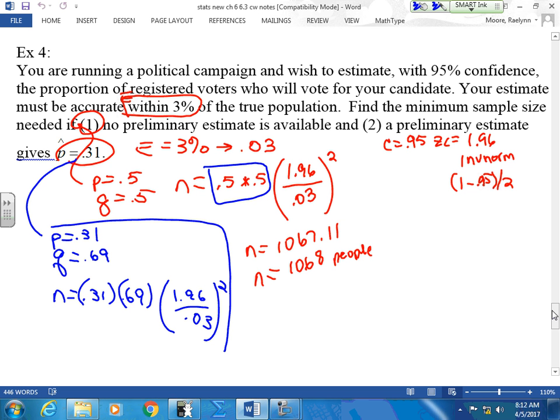Some of you had trouble. I gave you the formula. You didn't even write the formula down right. When I know my estimates, I can be a little bit closer on my sample size. I can define it a little bit more. Because now I do have an estimate.